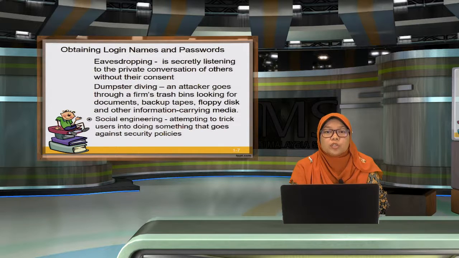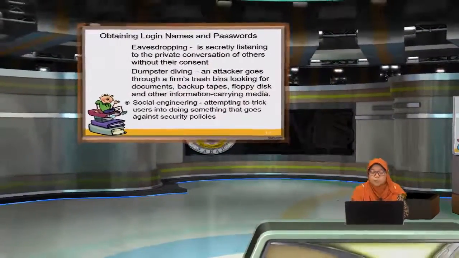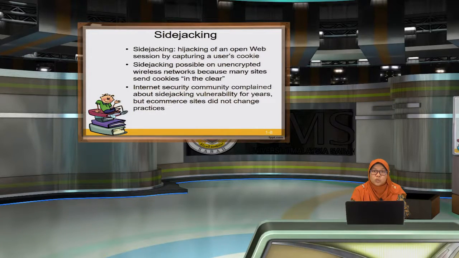And the last one is social engineering, which is attempting to trick users into doing something that goes against security policies. And hackers also will do sidejacking. What does sidejacking mean? Sidejacking is hijacking of an open web session by capturing a user's cookie. Sidejacking is possible on unencrypted wireless networks because many sites send cookies in the clear. The internet security community complained about the sidejacking vulnerability for years, but e-commerce sites did not change practices.